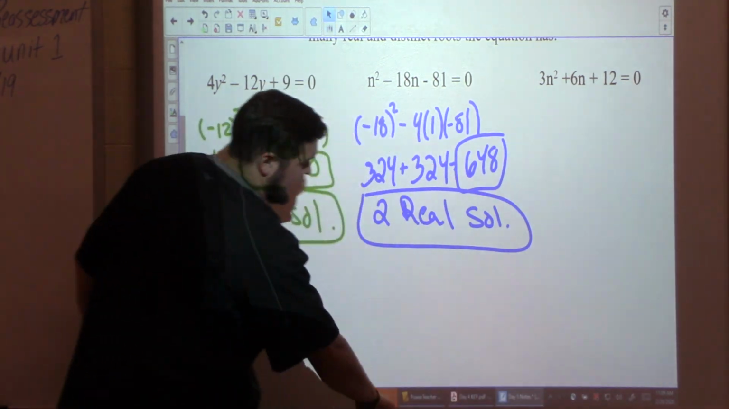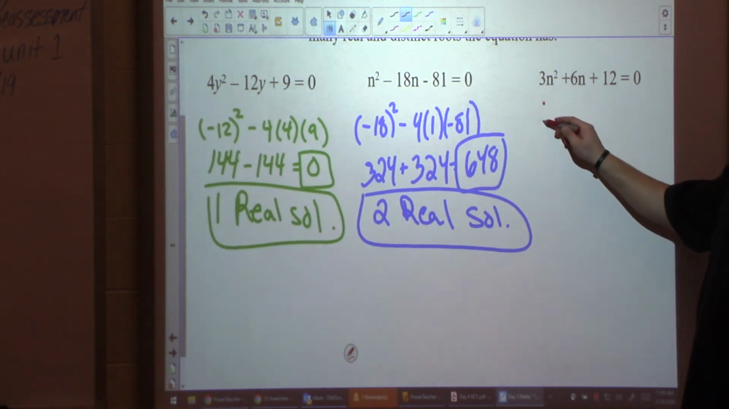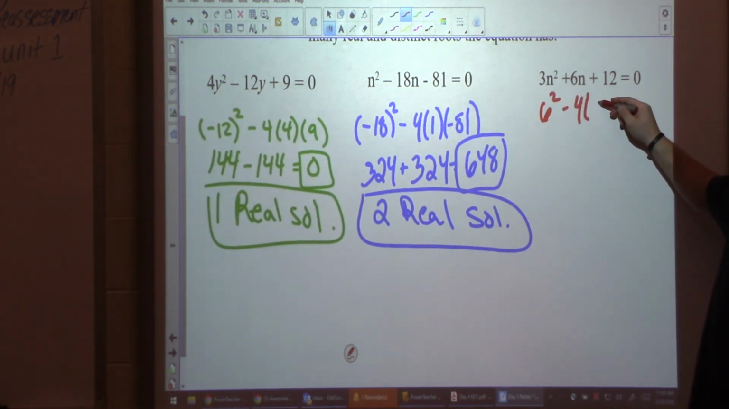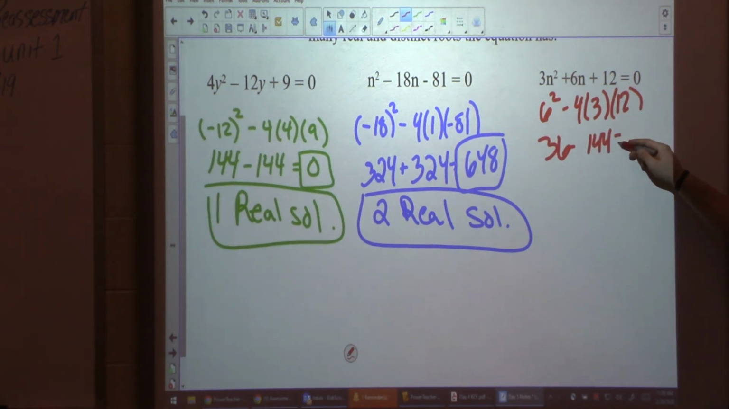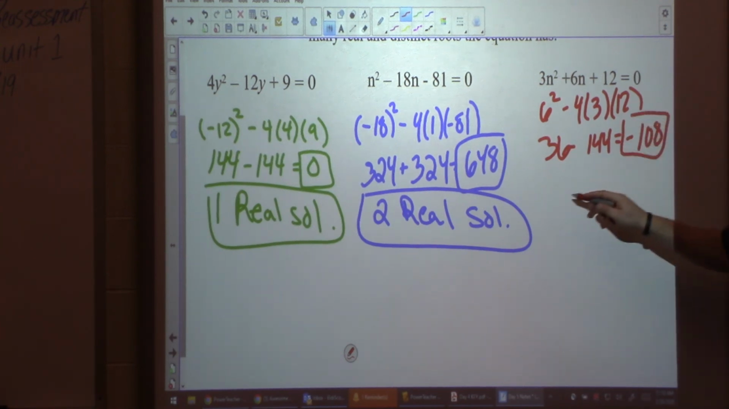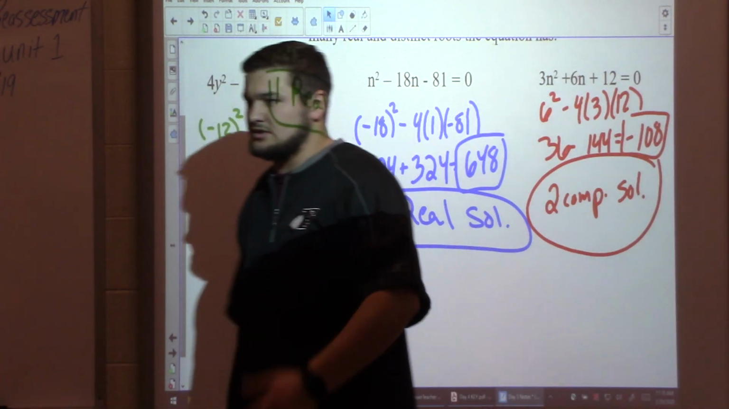Okay, and last one really quick. B squared, 6 squared, minus 4ac. So I get 36 minus 144. I get negative 108. I would get two complex solutions. Guys, remember the word complex is the same as imaginary. Sometimes they'll say two imaginary solutions.